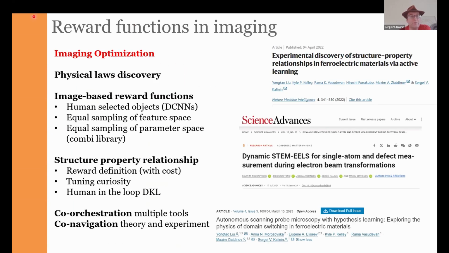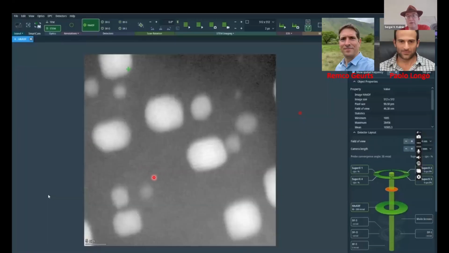So the question is, what can be policies and rewards in the automated experiment? It turns out that some of them are obvious, for example, image optimization. Some of them can be something like physical law discovery, if this physical law can be discovered on the instrument. Some of them can be formulated based on the reward functions for image or structure-property relationship. So let me show you a few examples.